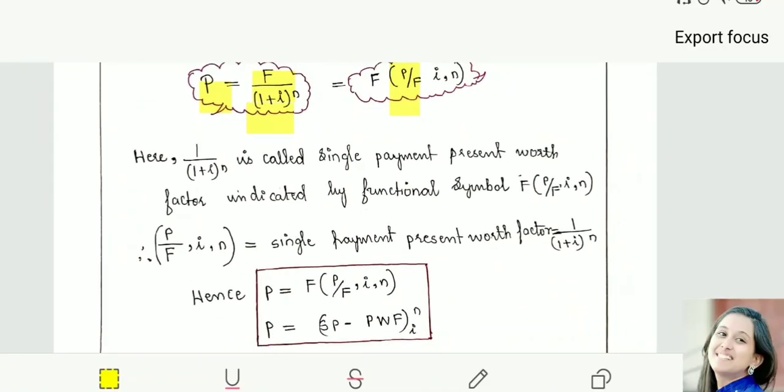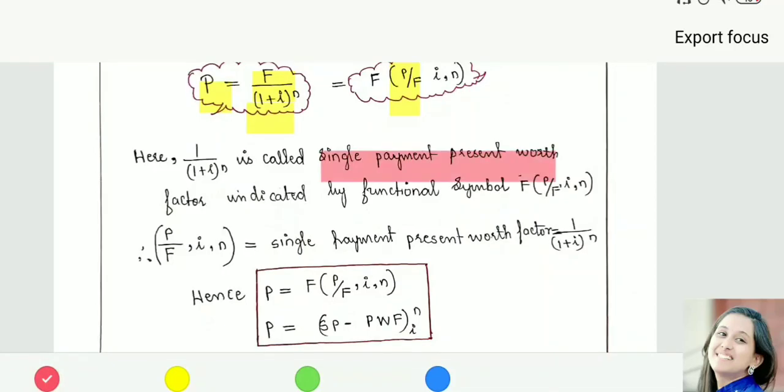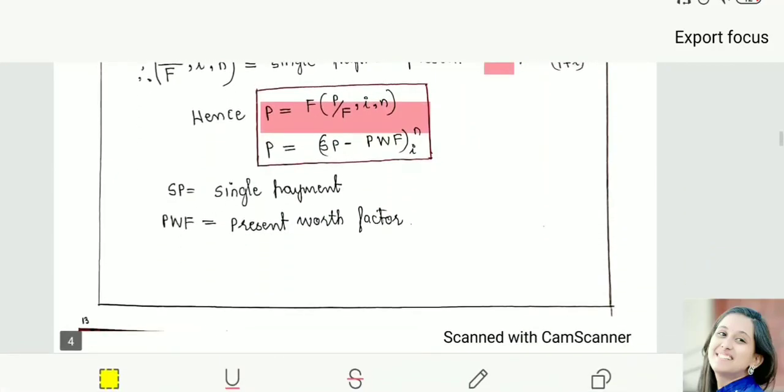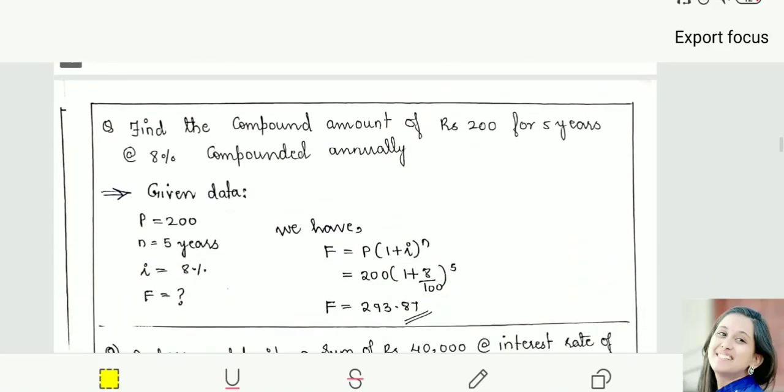Okay, so here again it is explained, 1 by (1 plus i) raised to n is the single payment present worth factor, indicated by the functional notation. This particular thing is what you have to understand, and the same thing is explained below. Now we'll try to solve the numerical problem here. Try to understand this in a much better way.